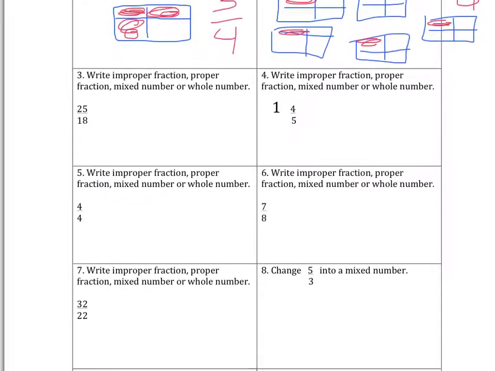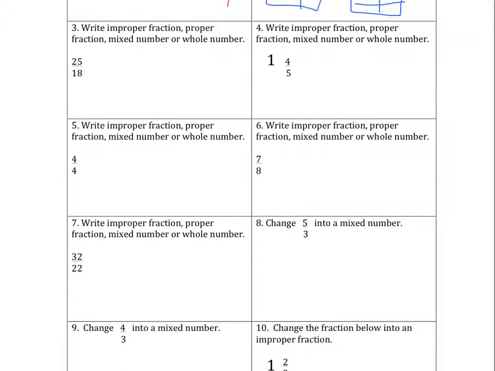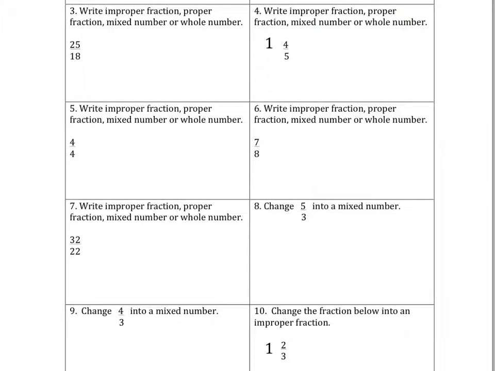Okay, moving on to number 3. It says write improper, proper fraction, mixed number, or whole number. Okay, for this one, our bigger number is on top. Our smaller number is on the bottom. This makes it an improper fraction. So I'm going to write improper. Okay, this next one has a whole number. This makes it a mixed number. So we'll write mixed.